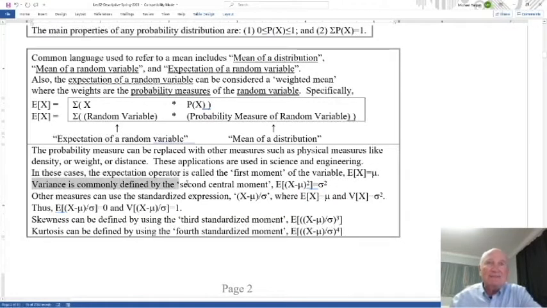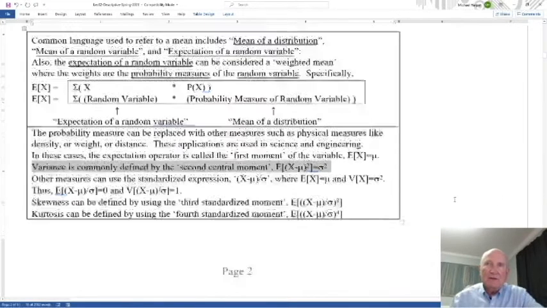Variance is commonly defined as the second central moment. The second refers to the square. The central moment is not the moment of x, it's the moment of x about the mean. The second central moment is the moment about the first moment. The first moment is mu. Well, x minus mu then is the central moment. But then the second central moment is the square of that. And so the expectation of the second central moment is referred to as the variance of the distribution. And we'll look at that more in a minute.